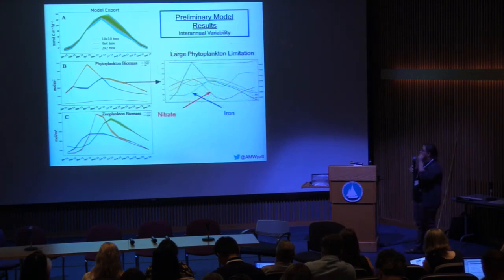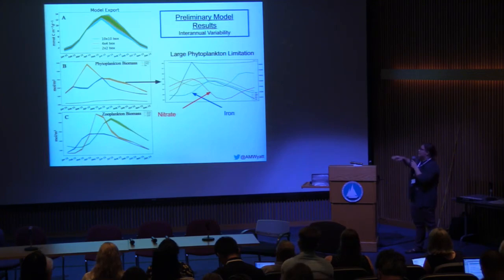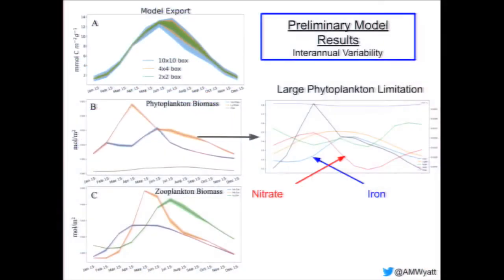And just as a first look, I've started looking at the limitation factors. And so you can see that for the large phytoplankton, the black line on the right is the same as the orange line on the left. We see that halfway through the year, the limitation changes from an iron limitation to a nitrate limitation. And so that's one of the things I'm going to start looking at further into the model.